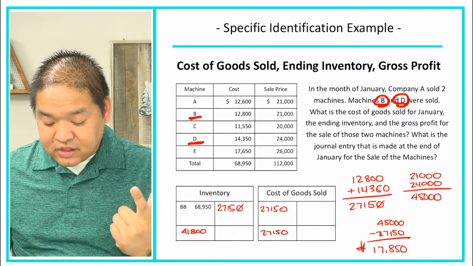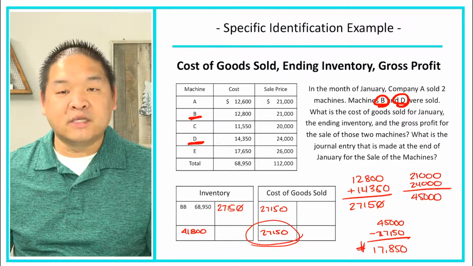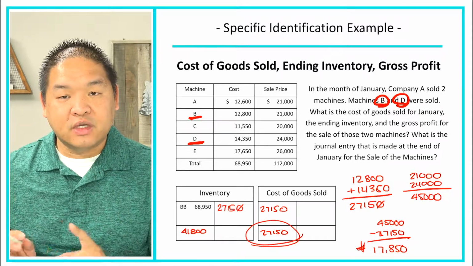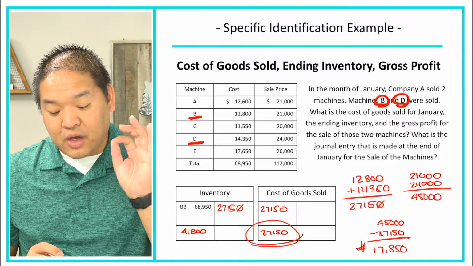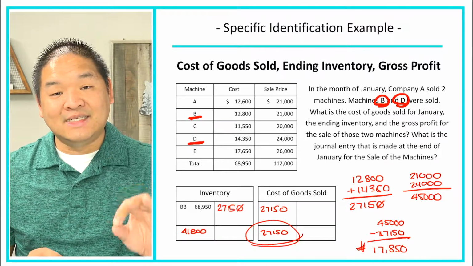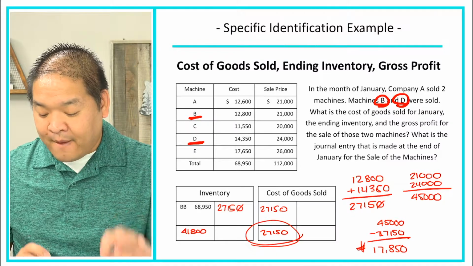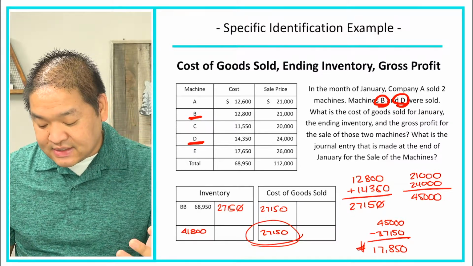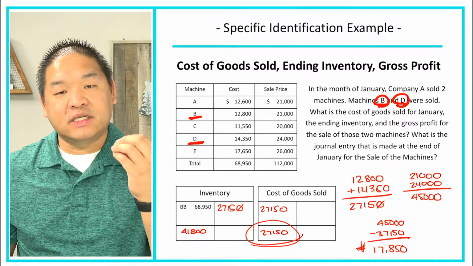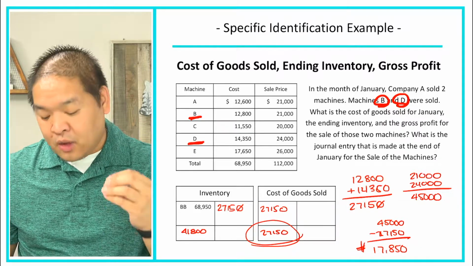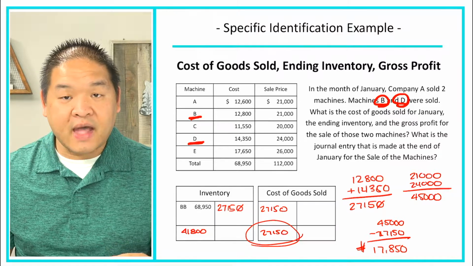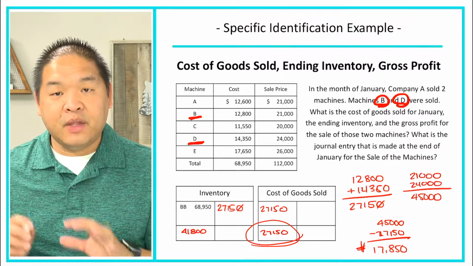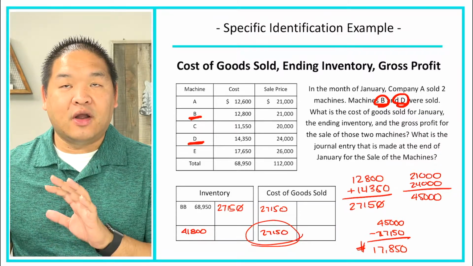So our cost of goods sold is $27,150. That's how much we moved to cost of goods sold based on our specific ID costing method. Then we needed our ending inventory. Our ending inventory, by taking $68,950, subtracting $27,150 from it, we get our ending inventory of $41,800.